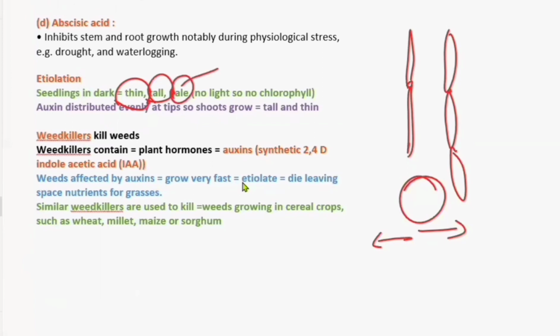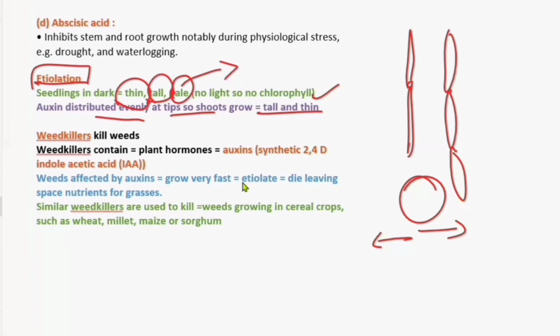And it is pale. Why is it pale? Do you know? Do you have any idea? Because there's no chlorophyll to give it color. Yeah, because it's the seedling, the germinating seed. It has not developed its leaves to carry out photosynthesis, it has not developed its chlorophyll, right? So it has no light, so no chlorophyll. If there is no chlorophyll, it has no green color, so it is paler, right? As the auxin is distributed evenly at the tips, the shoots grow and they are tall and thin. This is known as etiolation.